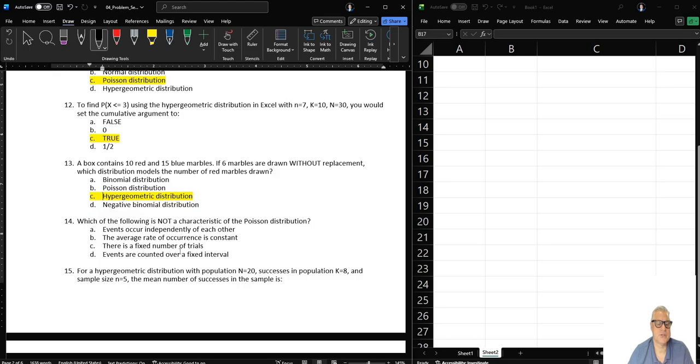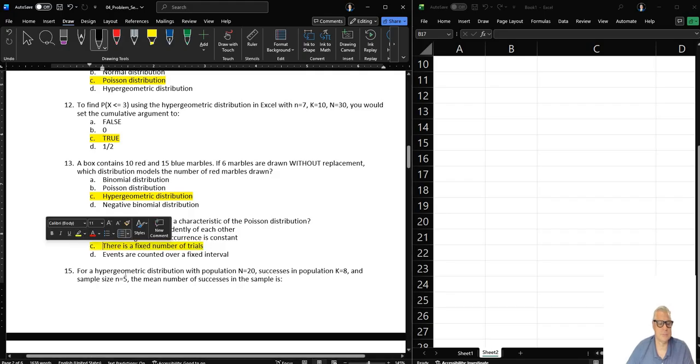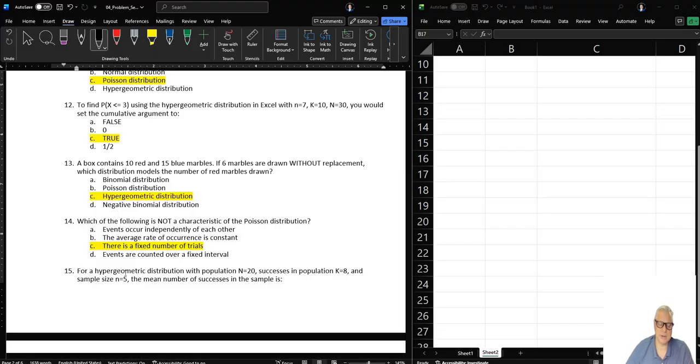There is a fixed number of trials. No, events are counted over a fixed interval. No, there is no fixed number of trials. A typical example would be how many accidents may occur at an intersection over a year if we know the average rate is 20. Well, theoretically it could be a very, very high number. There's nothing fixed.